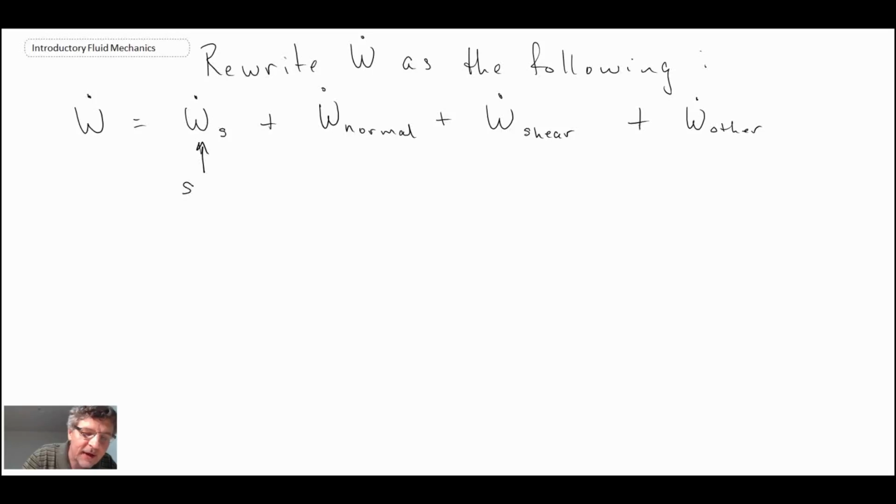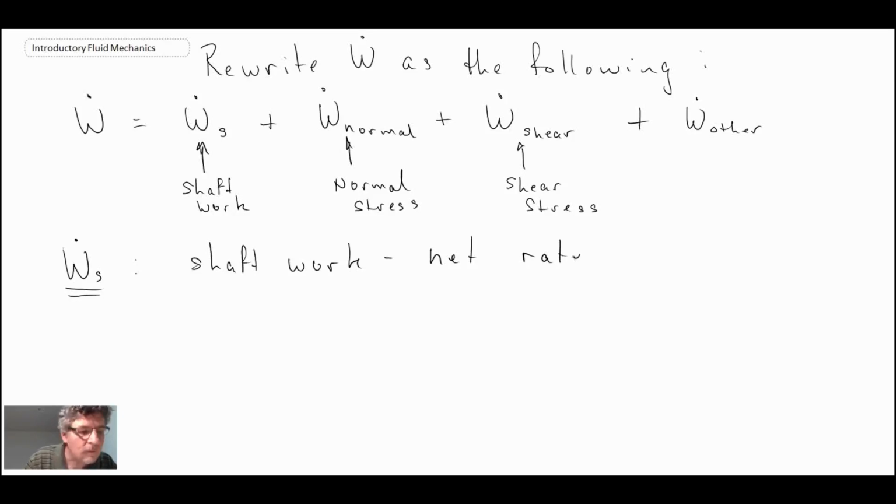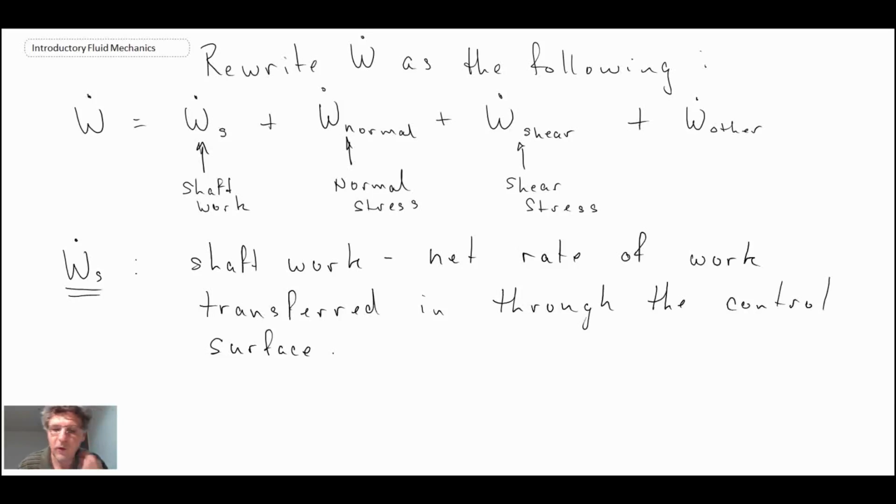But to define these, this was shaft work. Normal stress. And shear stress. So what we'll do, we will take these one at a time, beginning with shaft work. So it's the net rate of work transferred in through the control surface. If you think to thermodynamics, quite often we'll have our control surface, control volume, and that would be something like that. Perhaps you have an impeller and you're doing work, it's rotating, and that is the process by which you are adding work to your control volume or the control surface.